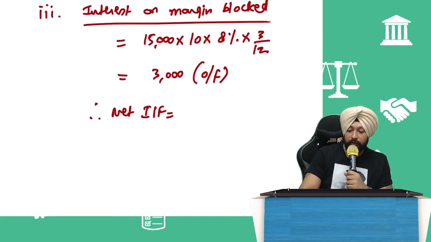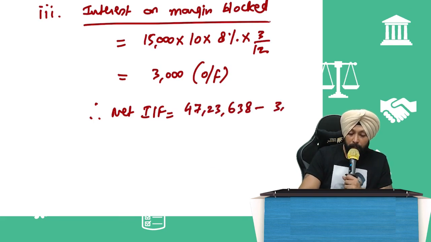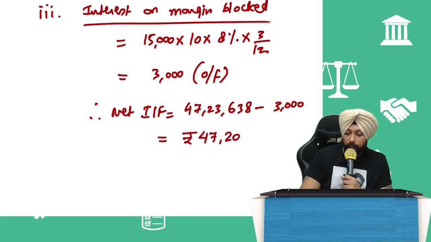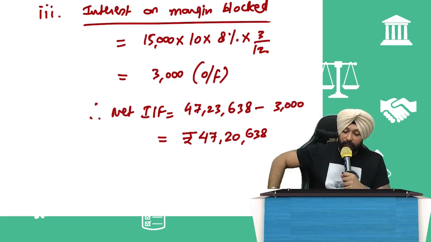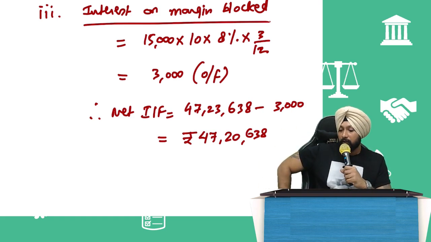Therefore, net inflow is equal to 47,23,638 minus 3,000, rupees 47,20,638.